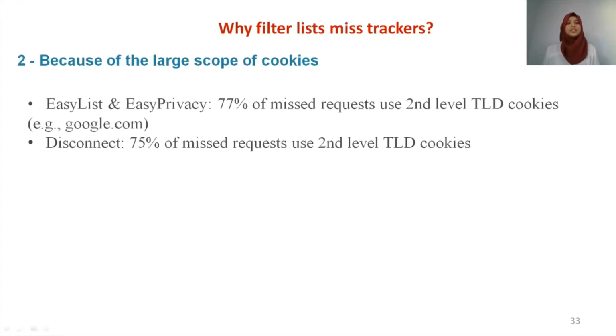The second reason is the usage of large scope cookies. A domain can choose to set the cookie with the second level domain, such as google.com, instead of using the full domain, for example, searchengine.google.com. By doing so, the cookie becomes accessible to all subdomains. We found that 77% of the missed requests by EasyList and EasyPrivacy use a second level domain cookie, while 75% of those missed by Disconnect use a second level domain cookie.